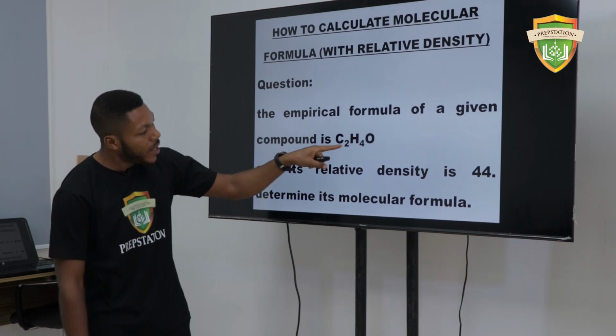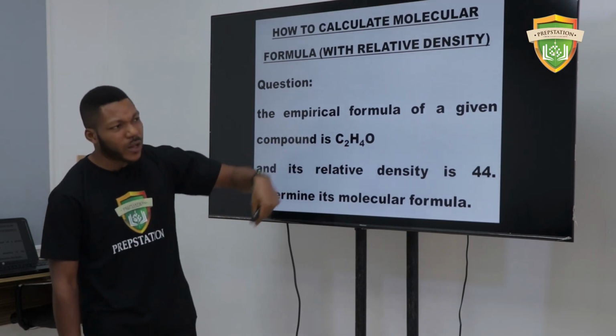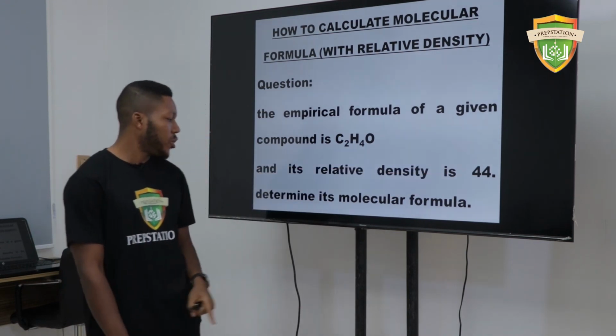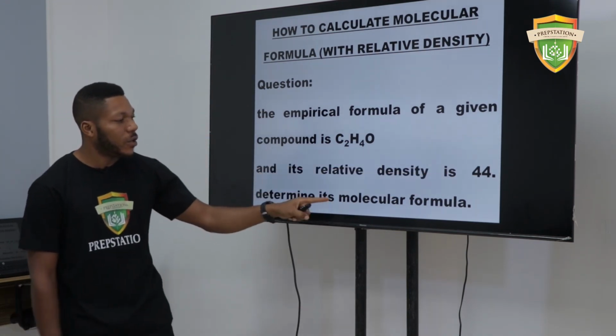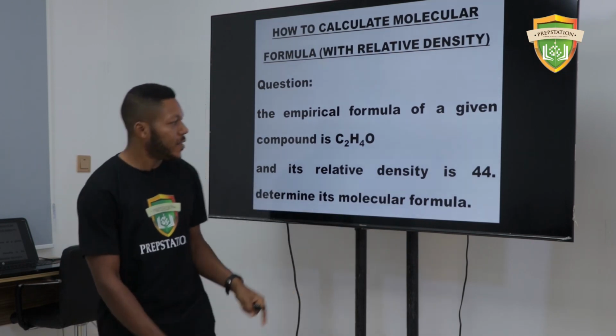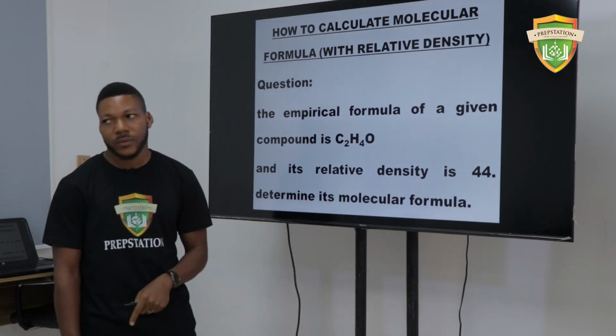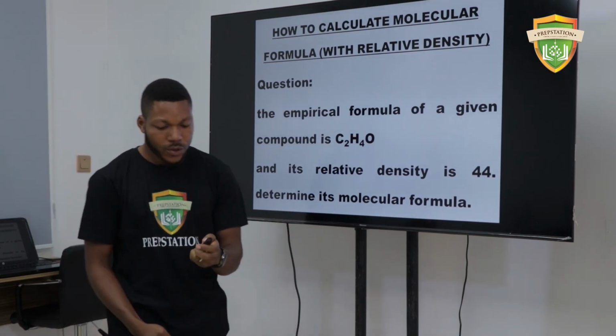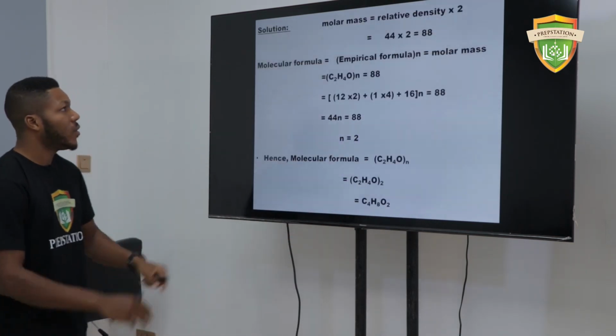Okay, so from here we can get our molecular formula. And its relative density is 44. The question is, determine its molecular formula. Now, this is not the actual formula of this compound. It's just like a mirror formula that will lead you to the actual formula. So how do we get it? Now, let's go like this.